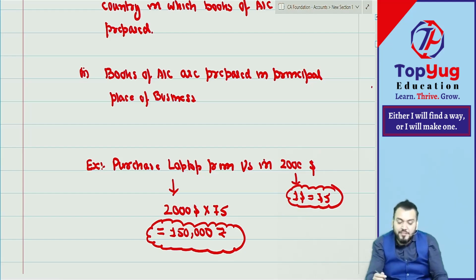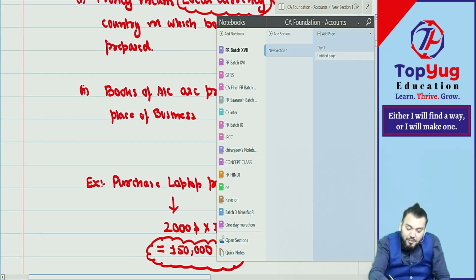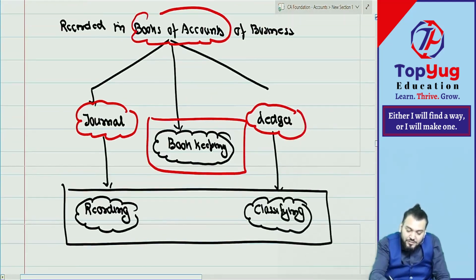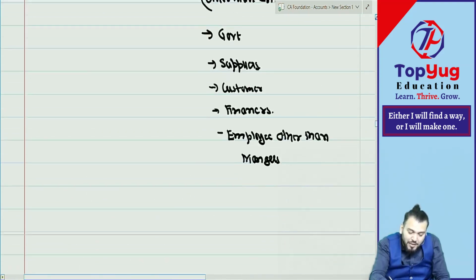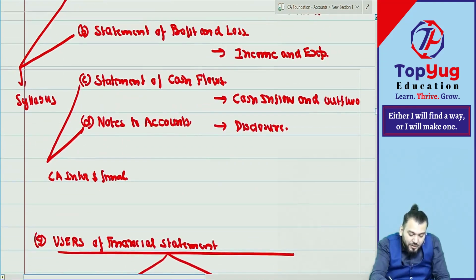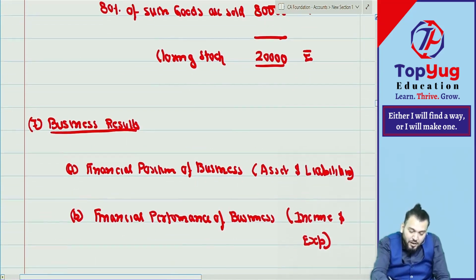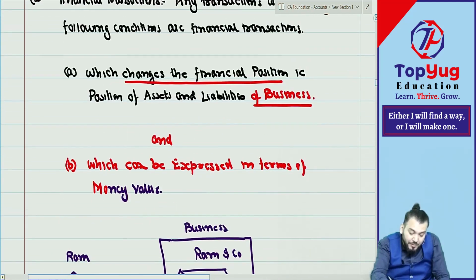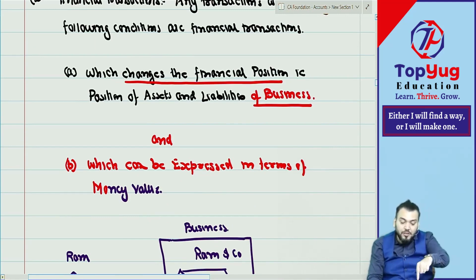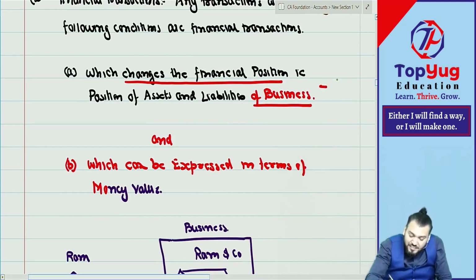Why am I saying basic concept? Because when we did the meaning of transaction last class, the meaning of financial transaction, let's check what we have done. The financial transactions are those transactions which change the financial position of the asset and liability. Means this is nothing but what?